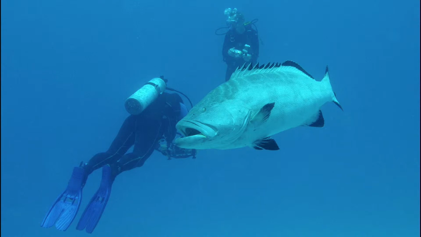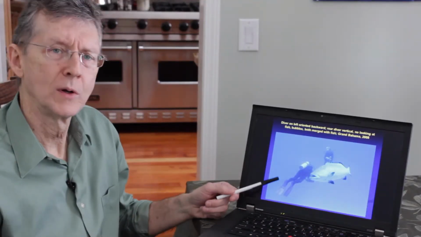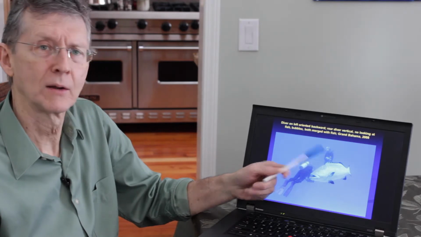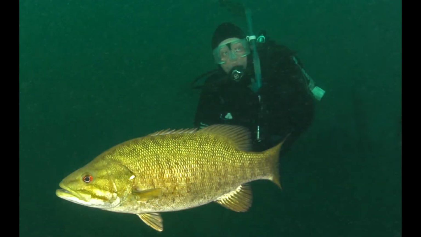Here's an example of almost everything that can go wrong. Although I have the grouper in focus and the lighting is adequate, I have one diver facing the wrong direction, another diver with a vertical profile, blowing bubbles and not looking at the fish. On top of that, both of the divers are merged with the subject. Very disappointing. This diver is looking toward the fish, but if you can see his eyeballs, he's gazing away from the fish. In addition, the diver is merged with the fish.